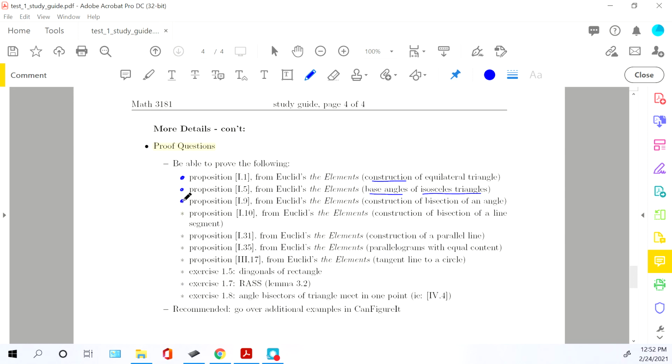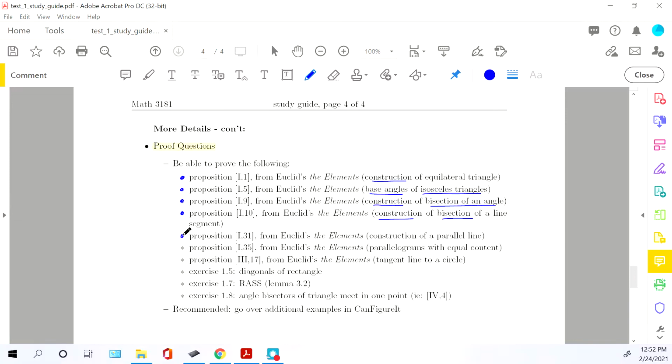Another example here is proposition 9, which looks at the construction when you bisected an angle. Another example is proposition 10. This looks at the proof of the construction of bisecting a line segment. We did the proof of bisecting an angle in class, and I believe we outlined the proof of bisecting a line segment in class.